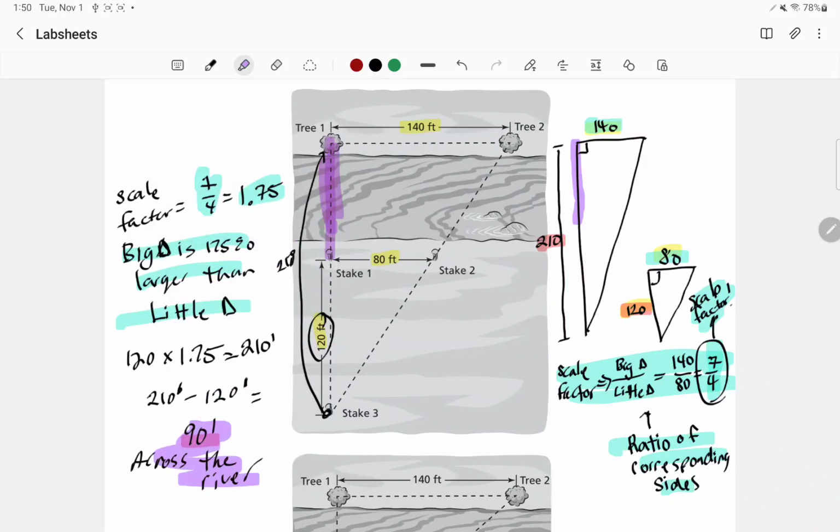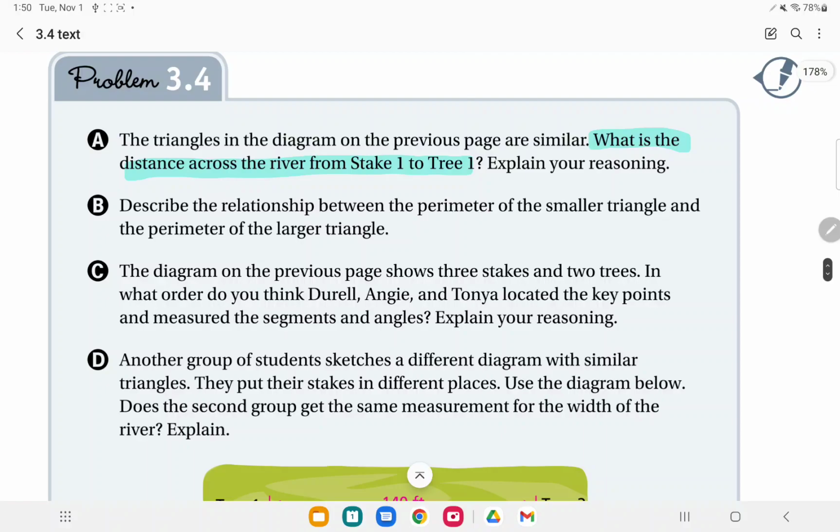Okay, so you should have gotten 90 feet on that first one. There's lots of different ways. This is the most thorough. Make sure this makes sense in your notes to you when you go back and look at it. Go ahead and try to answer part B. Think back to what we said about perimeters. If we know the scale factor from side to side, in this case 1.75, what does that tell us about the perimeter? Go ahead and try to answer that question, pause the video, and then come back.